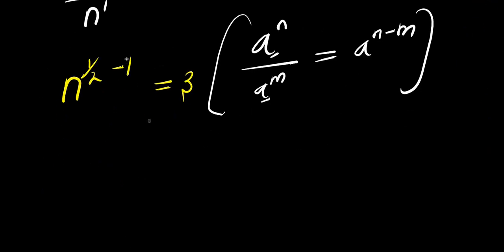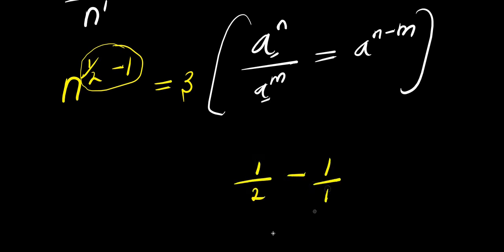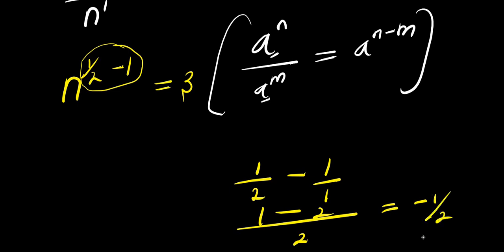So right now, we are subtracting 1 from 1 over 2. We have 1 over 2 minus 1 over 1. The common LCM is 2. 2 divides 1, 1 times 1; 2 divides 2, 1, so we have 1 minus 2 over 2. 2 times 1 is 2. Equals 1 minus 2, negative 1 over 2. So this is negative 1 over 2. We have n to the power negative 1 over 2 equals 3.